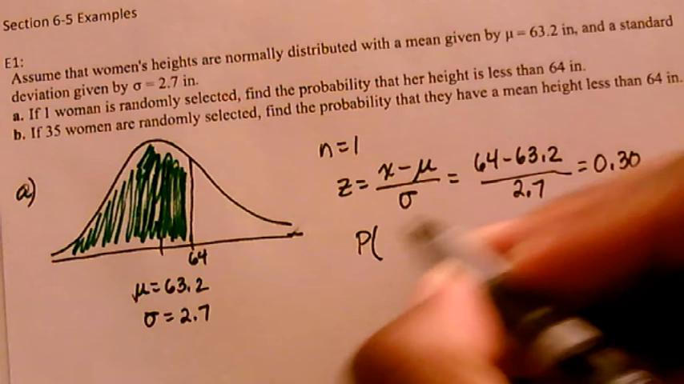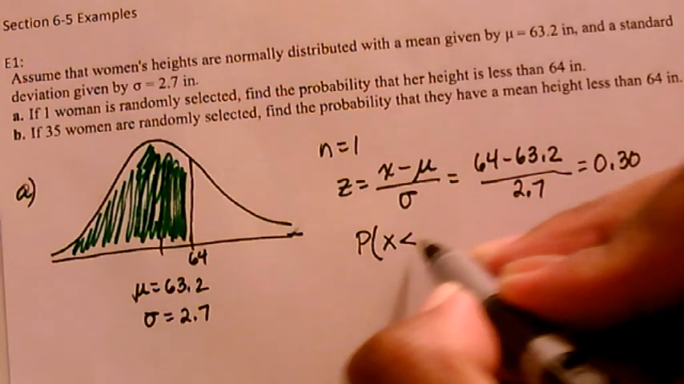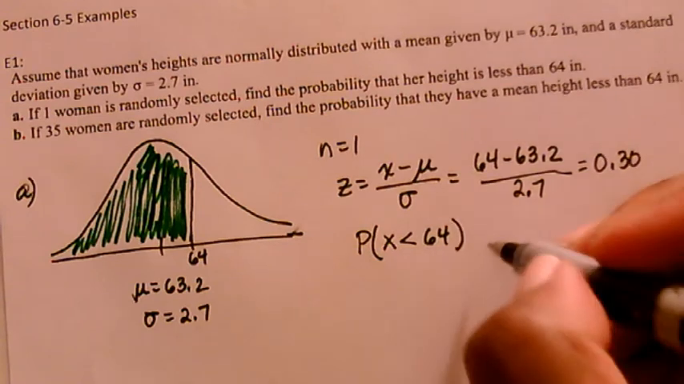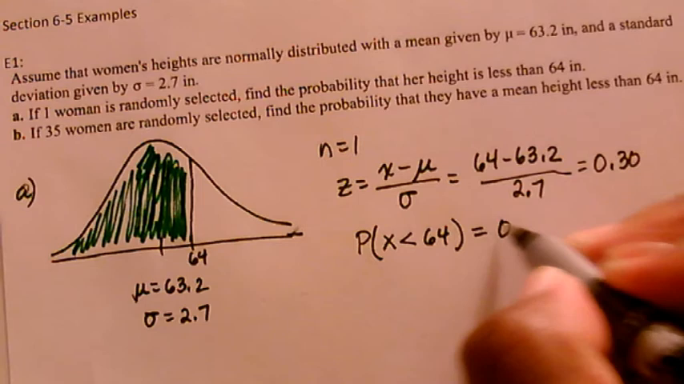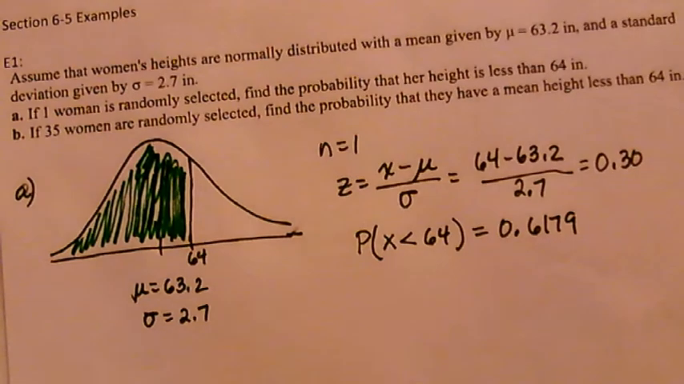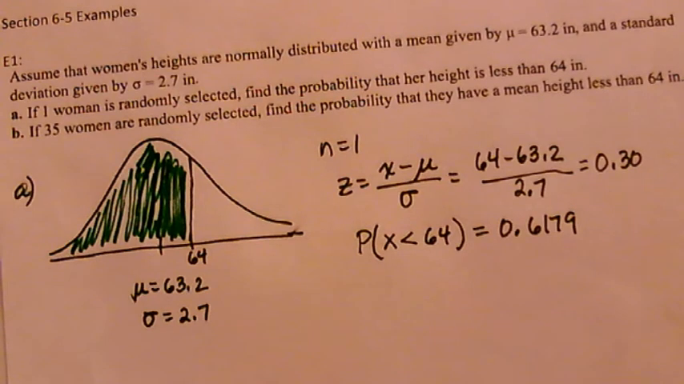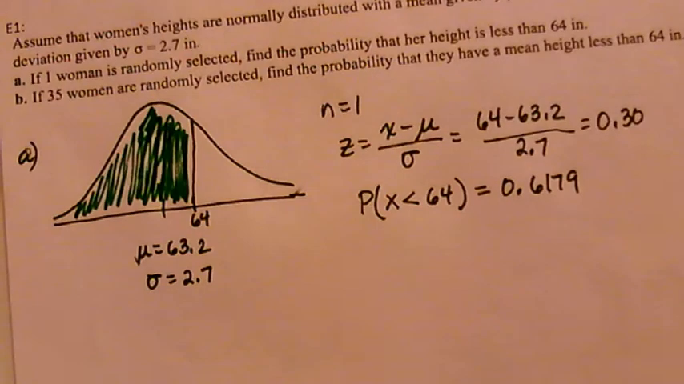So the probability that a single woman randomly selected, that her height will be less than 64 inches, will be 0.6179. Alright, so that's part A.